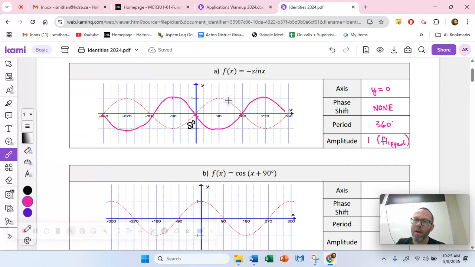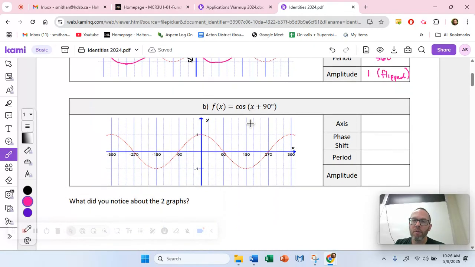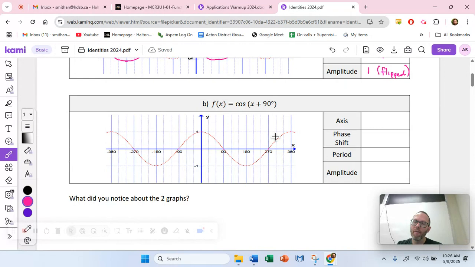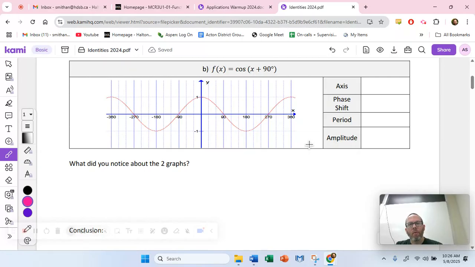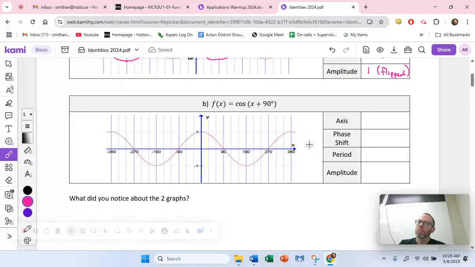So what, Mr. Smith? What does this have to do with anything? We did this several days ago. Can you guys graph the cosine of x plus 90 degrees? You may notice something about those graphs.